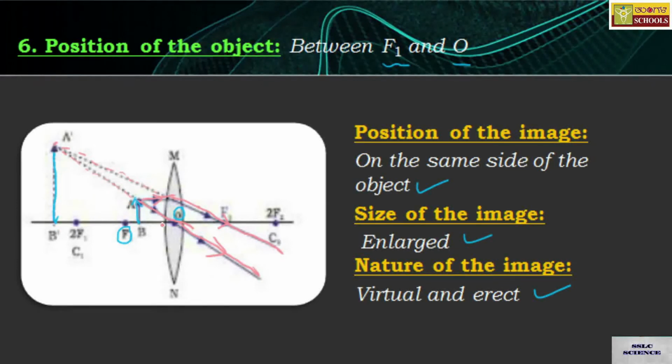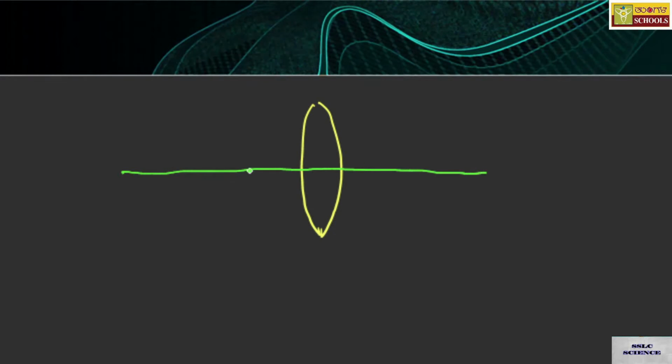Don't worry about their positions in this situation. So you can just take it is on the same side of the object, enlarged, and the nature is virtual and erect. So how to draw this? Again, this is a simple way. You draw this convex lens, go through the principal axis. This will be your optic center O, this is F1, this is 2F1, here it is F2. I think this portion is not required in this situation.